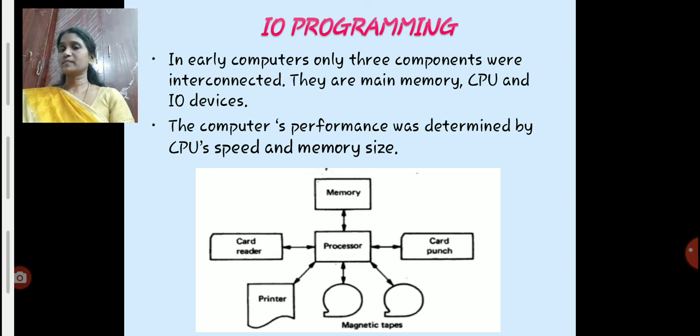What is IO programming? IO is input and output, as you know. Before getting into IO programming, let us see the computers in early days. In early days, computers had only memory, the IO devices, and the CPU, which is known as the processor. Only three things we had in early day computers. So, what about the operating system? We didn't have any operating system for the early day computers. The computer's performance was determined by the CPU speed and the memory size.